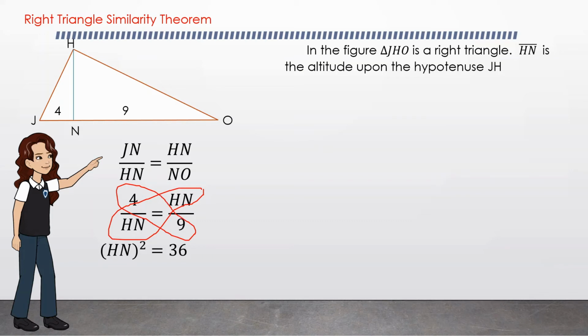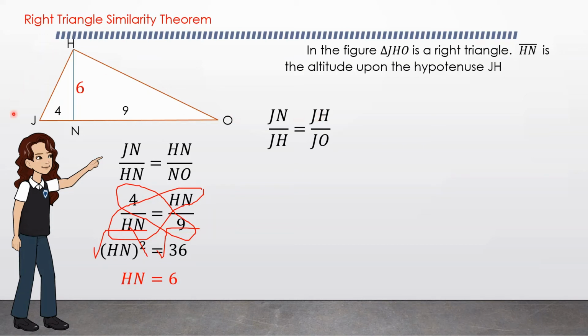And then we need to get the square root of 36. So extracting the square root, we need to apply the square root sign to both sides. So we cancel this. So our HN is equal to 6. So the measurement of HN is 6 units. The next one is the geometric mean JH.